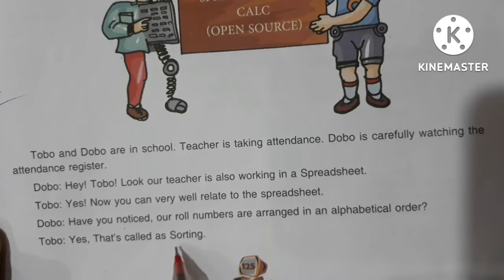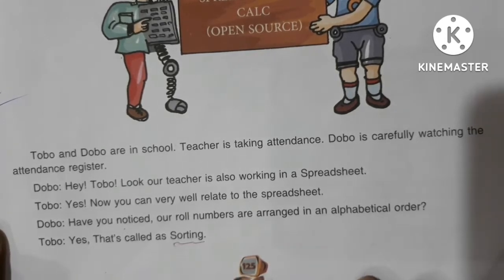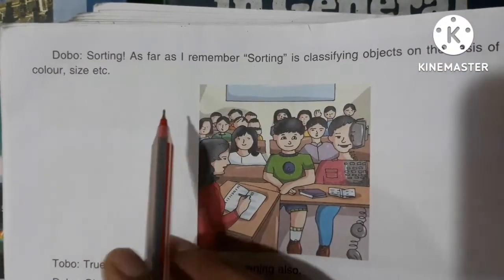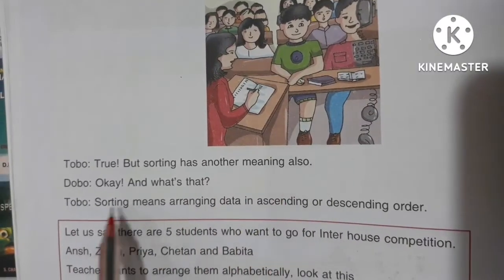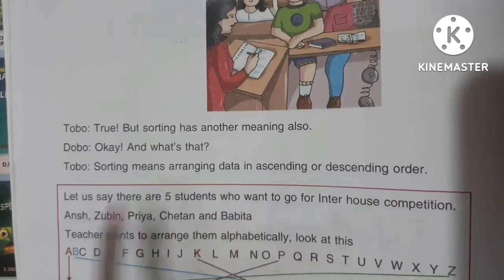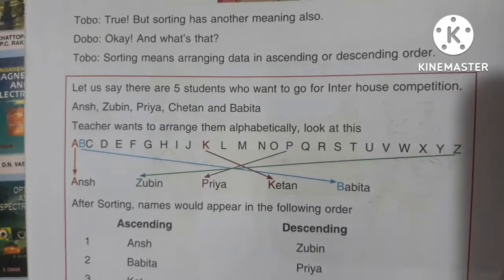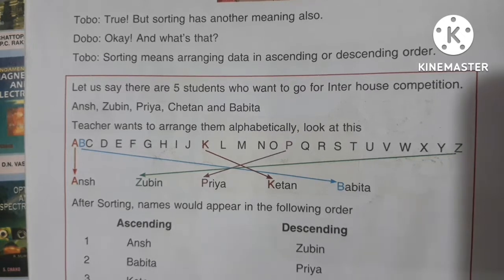Yes, that is called sorting. Anything which is arranged in alphabetical order is sorting. Keep this in mind. Dobo, sorting? As far as I remember, sorting is classifying objects on the basis of shape, color, size, etc. True, but sorting has another meaning also. Okay, what's that? Sorting means arranging data in ascending or descending order. Ascending means increasing order, and descending means decreasing order.